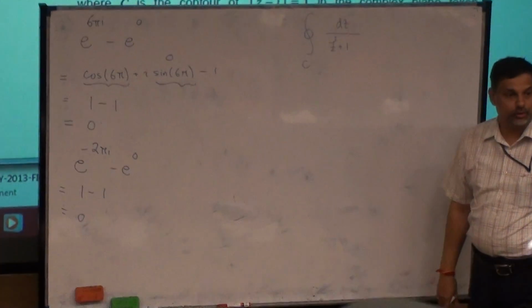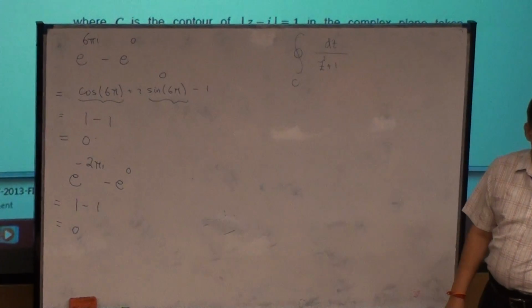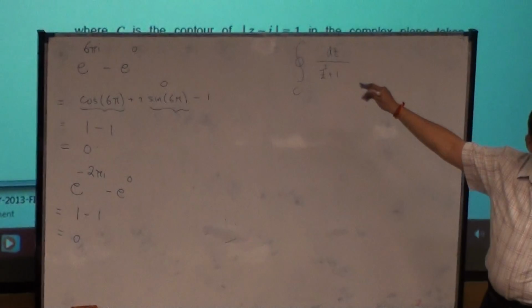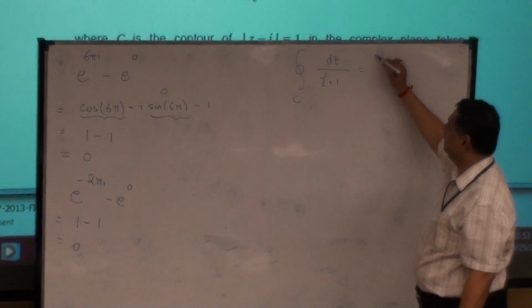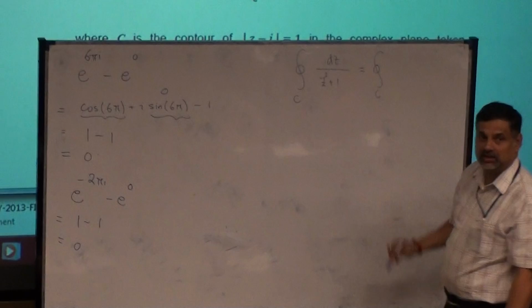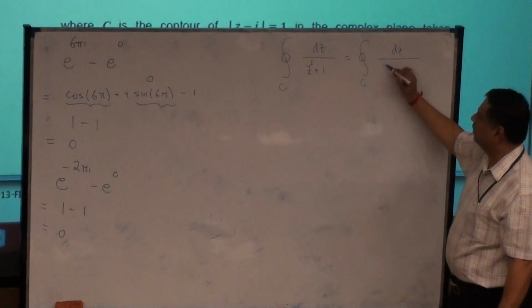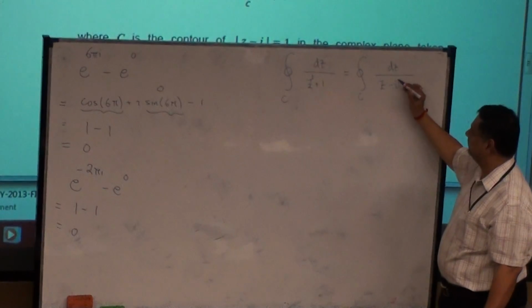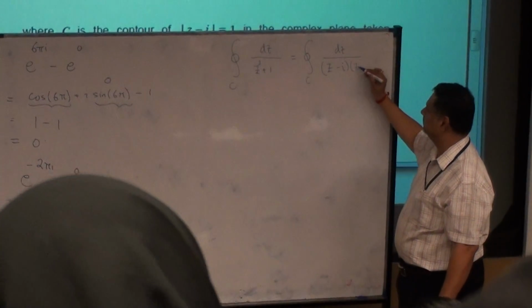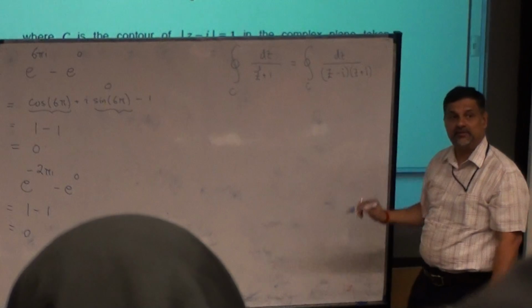The first thing you have to do is to determine the residues and the singularities here. Okay? So this one is equal to the integral over the circle of 1 over (z minus i)(z plus i). Yes or not, everyone?